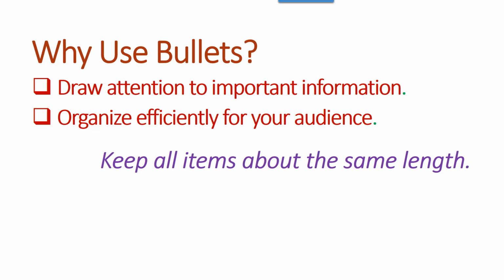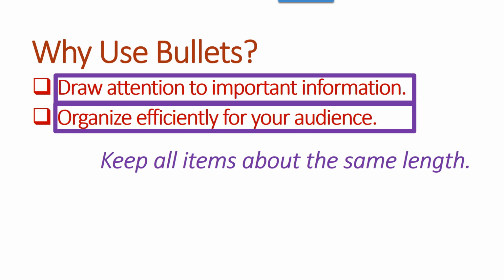Keep all items about the same length. So sometimes I'll see bullets and I'll see them of varying lengths. It is a best practice to try to keep them the same length. So if you have one bullet that's 3 lines long and all your other bullets are 1 line, there's a problem. Note how these are approximately the same length. They're not exactly the same length, but they're approximate. They're both 1 line. They have similar numbers of words.